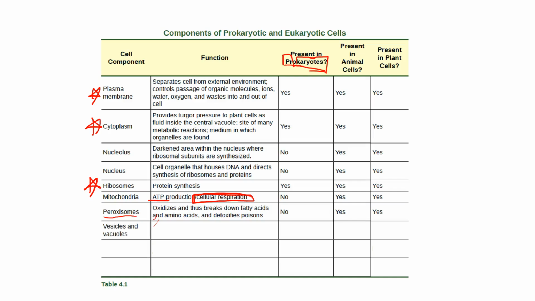Vesicles and vacuoles. The vesicles are involved in transporting stuff. Vacuoles are involved in storing stuff. In either one, they're just kind of a membrane sac, a hollow ball that's got a skin of plasma membrane around it, and they store and transport stuff. And these are not going to be found in prokaryotes. They are a membrane-bound organelle, and they will be found in animal cells and plant cells.